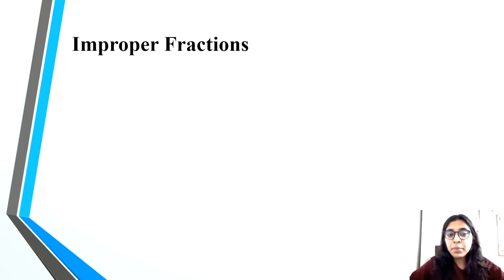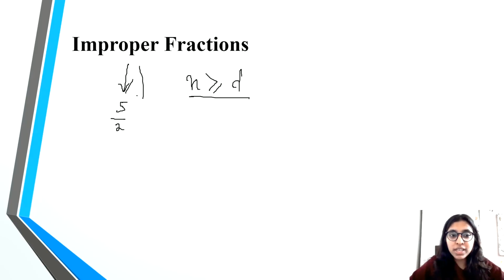If I talk about improper fractions, you'll come across fractions in which the numerator is either greater than or equal to the denominator, right? So those whose numerator is greater than the denominator are known as improper fractions. For example, 5 upon 2, or even if the numerator is equal to the denominator, then also they'll be called improper fractions. For example, 5 upon 5.